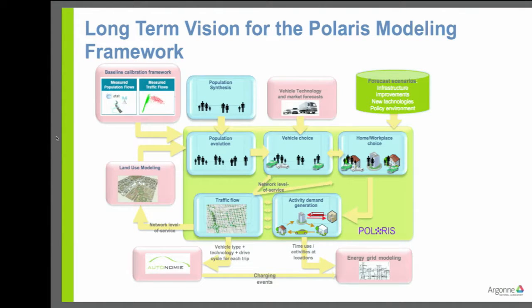So the long-term vision for the Polaris modeling framework, within the Department of Energy space and within others, is where we have the Polaris travel demand model sitting at the center, with aspects of population evolution, so long-term choices that people are making, like home, workplace, vehicle choice, continuously integrated activity demand and traffic flow simulation modeling, which feeds back into the long-term choices. And then outside, we have vehicle technology markets, land use modeling, and energy and grid modeling, which we feel can all be integrated into this travel demand modeling framework, all enabled with a baseline calibration framework and then connection to Autonomie, our vehicle simulation tool for the transportation energy analysis. Next slide.